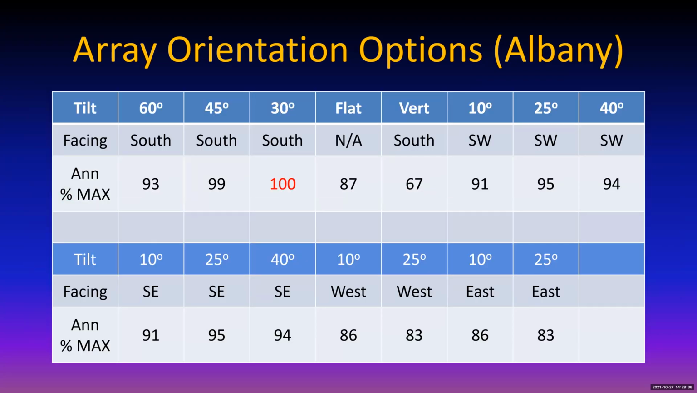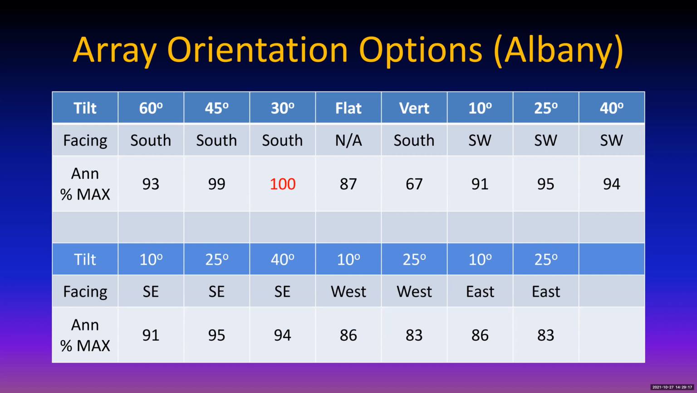So what about the orientation of the array? Once upon a time, it was believed that if you didn't face it south, it was not worth installing. Here you see a comparison for Albany, and if you look at 30 degrees facing south, this is a 30-degree tilt, that's where you get the most energy out of it over the year. But if you tilt it at 45 degrees, you only lose 1%. If you tilt it up to 60 degrees, you lose 7%. And you can see the different orientations here in different directions and what percent of maximum output you can get with that orientation.